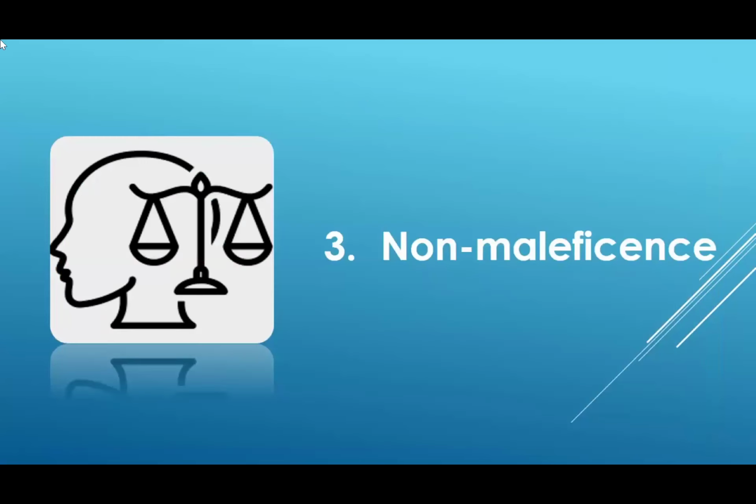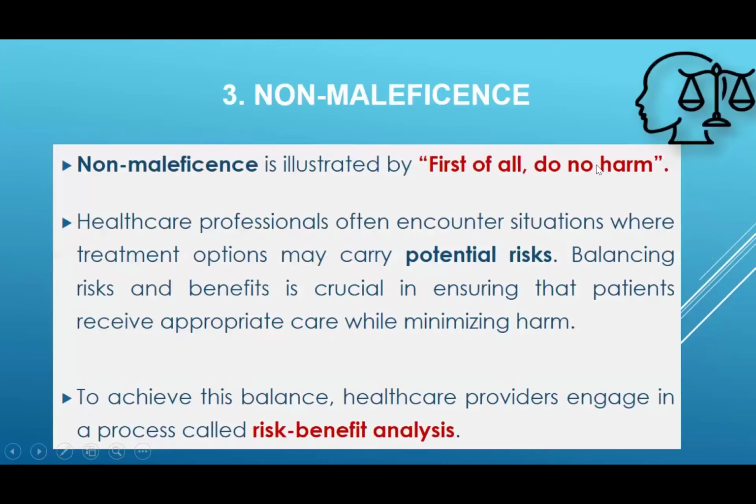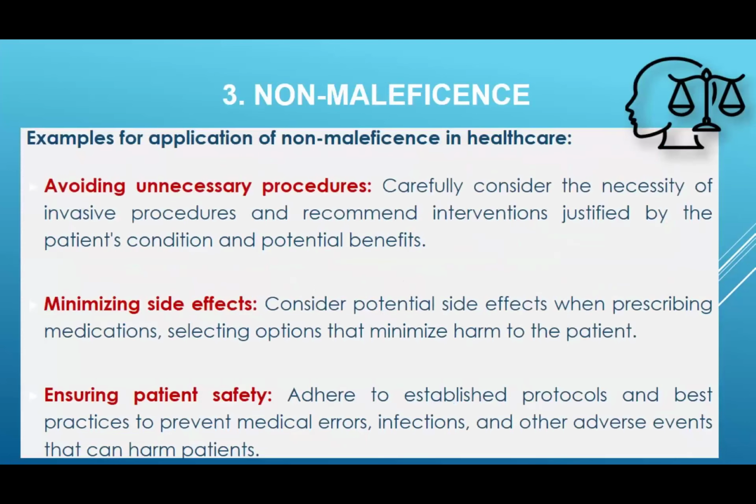What about non-maleficence? According to the Hippocratic Oath, first do no harm. So here, the rule in non-maleficence is, first of all, do no harm. And how can this be assessed? It can be assessed through risk-benefit analysis. Examples of its application are avoiding unnecessary procedures, minimizing side effects, and ensuring the patient's safety.